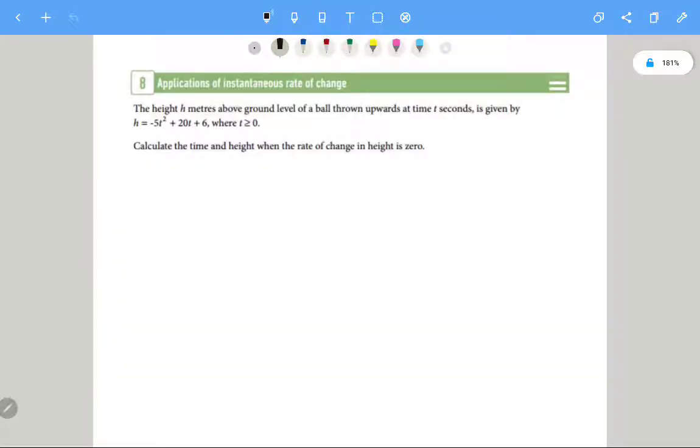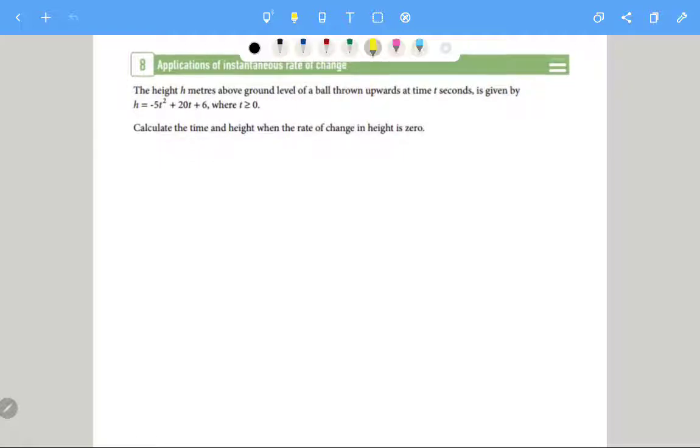Let's have a look at a slightly different situation where we might use this. So the height h meters above the ground level of a ball thrown upwards at time t seconds is given by h equals negative 5t squared plus 20t plus 6, where t is greater than or equal to 0. Calculate the time and height at which the rate of change in height is 0. So just remember, rate of change means dh dt, and we're waiting for the rate of change to be 0.